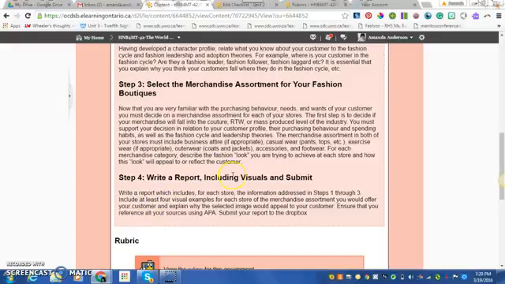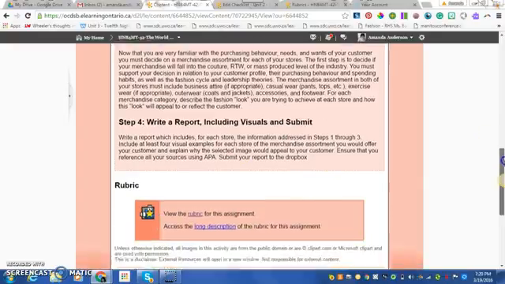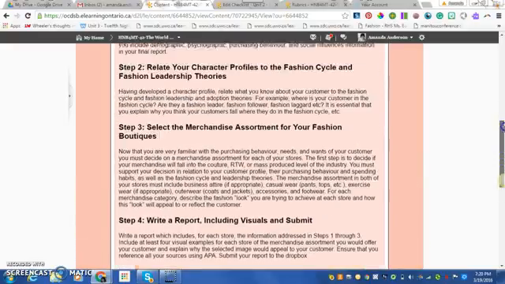So feel free to include visuals so I can see what you want, and remember to cite your images. I want at least 4 visual examples for each store of what you would offer to your customer. So reference your sources, including your images, in APA. So you're going to submit that assignment to the Dropbox.